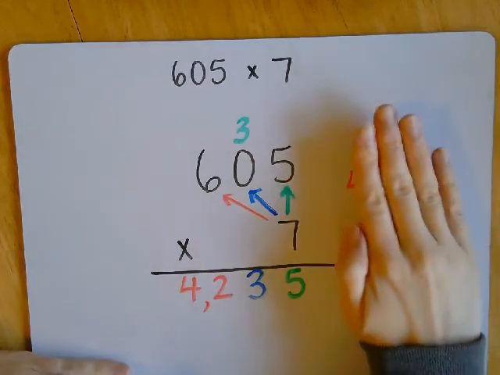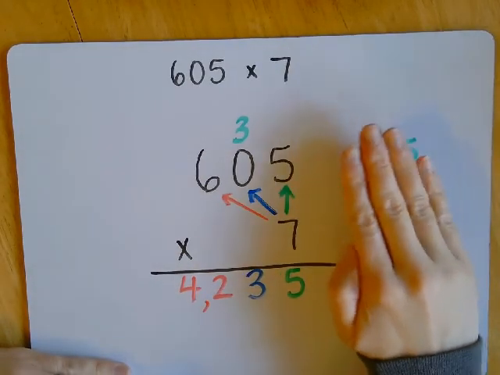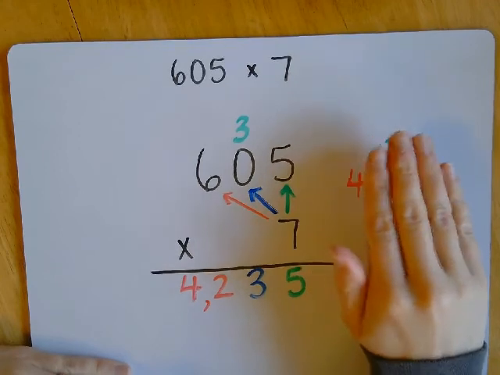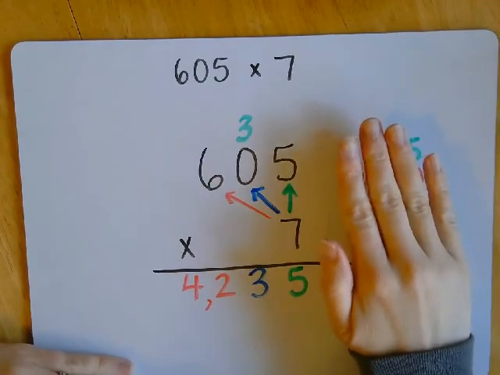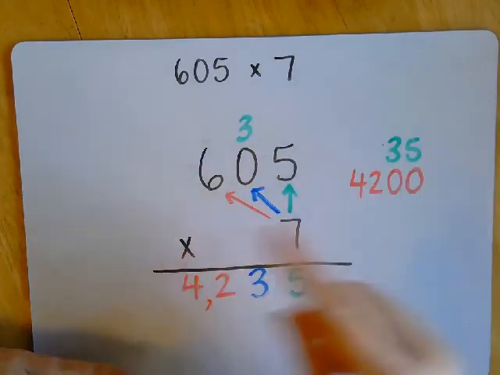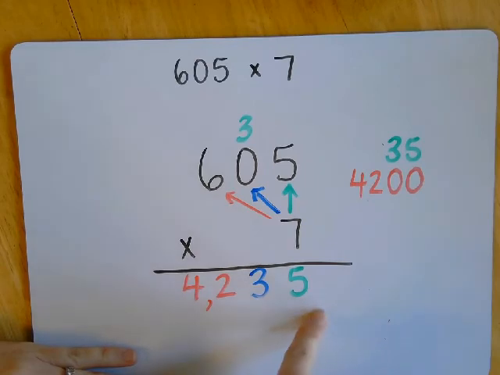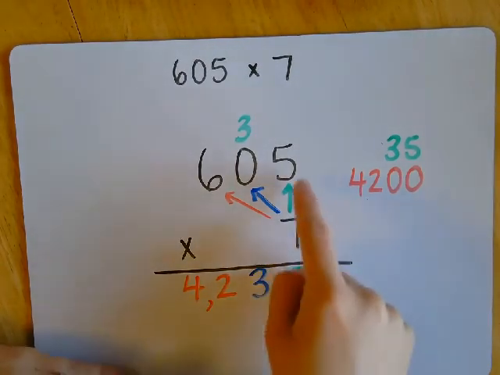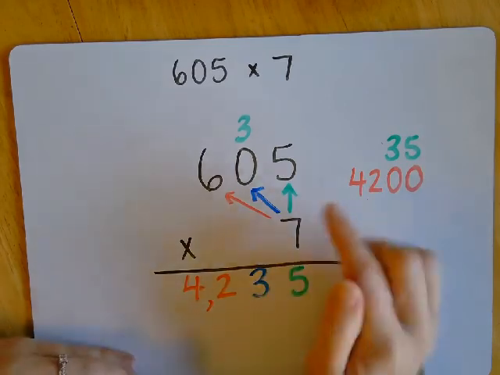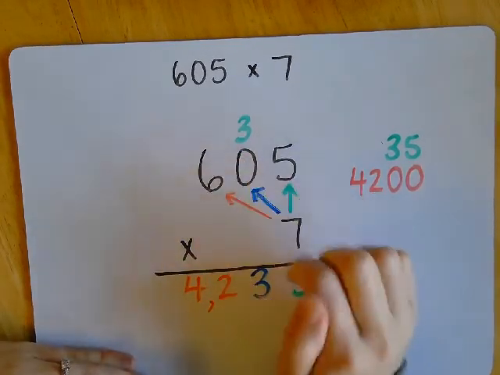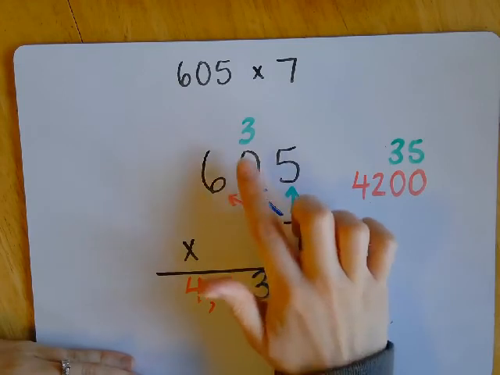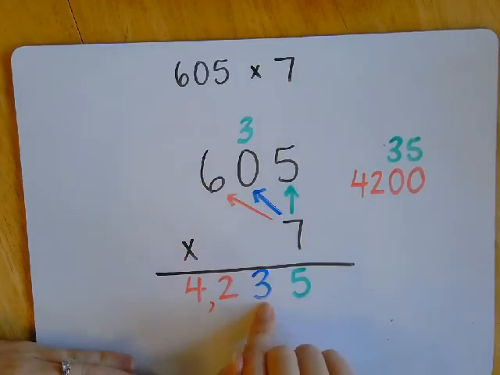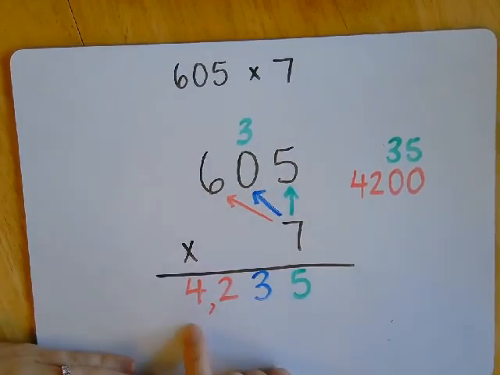If this step over here is confusing, you do not have to keep track of your partial products on the side. I'm just trying to show the connection between that strategy and the standard algorithm. When you're multiplying using the standard algorithm, you can treat these numbers like single digits. 7 times 5 is 35. 7 times 0 is nothing, plus 3 more is still 3. 7 times 6 is 42.